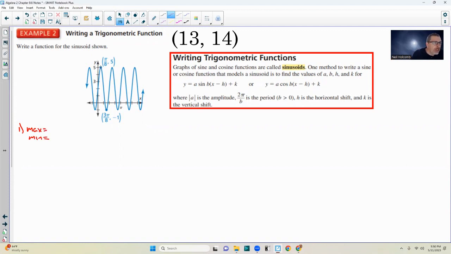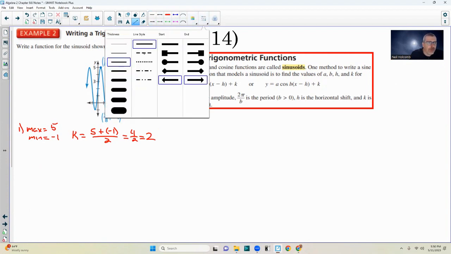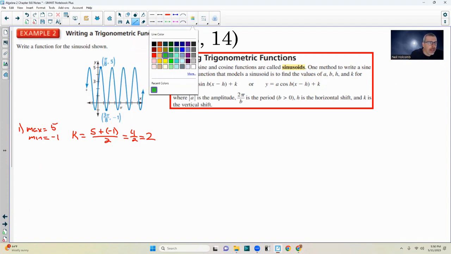What is the maximum? Well, this goes up to the y value of 5, and it goes down to a y value of -1. So it has a midline halfway between. So the midline is k. So then we would say k equals the maximum plus the minimum divided by 2, which equals 4 divided by 2, which is 2. So I'm going to draw a midline, dashed green at 2. So my midline is right here.